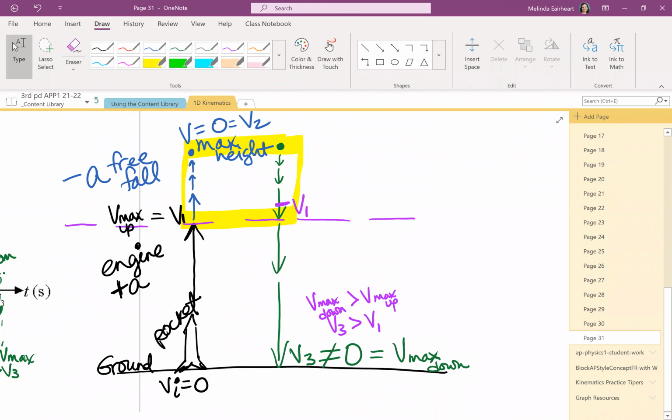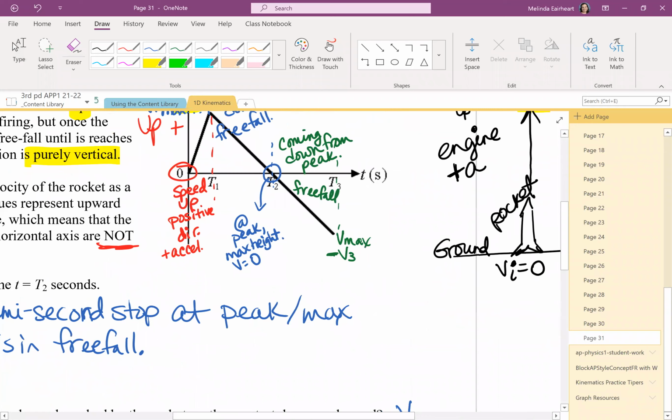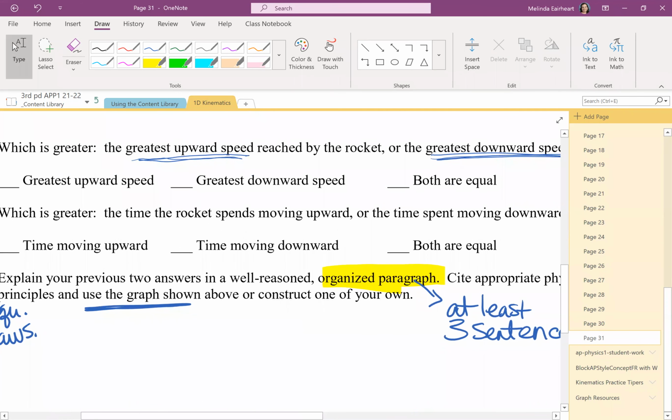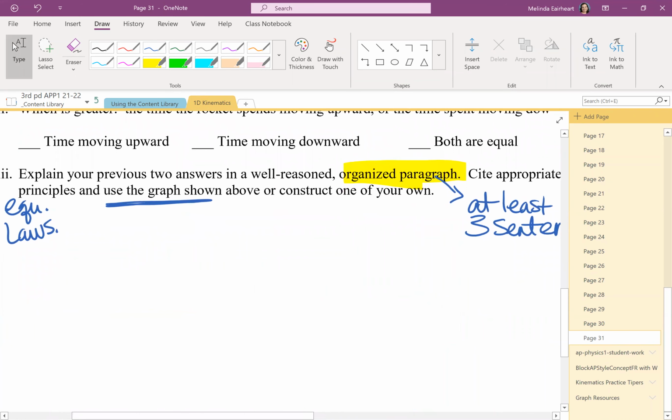Okay, so here goes our paragraph. Which is greater, the greatest upward speed reached by the rocket or the greatest downward speed? And we said it's going to be the greatest downward speed, and we need to explain why. So if you draw the picture and you show enough physics, the principles, you can talk about how the V1 equals whatever that V1 equivalence is on the other side.